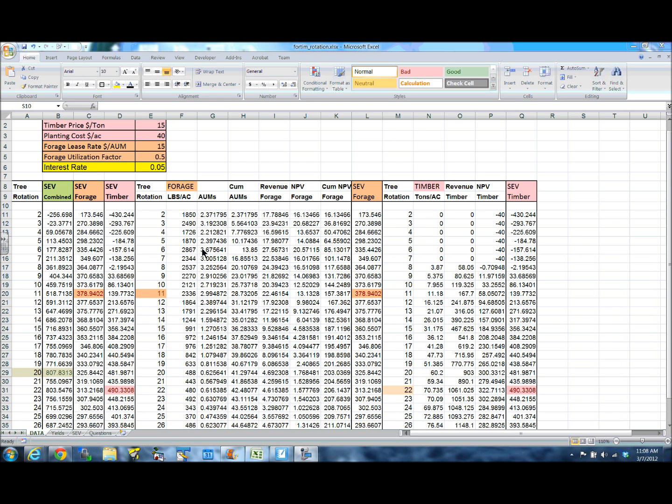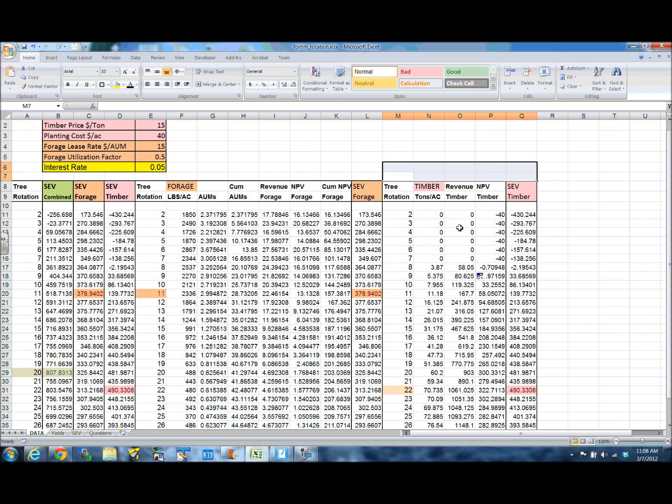So here's how that data looks in Excel. Here's the forage yield, which was declining over time. Here's the timber yield, which was increasing over time. This timber section where we calculate the SCV is no different than what we've done before.